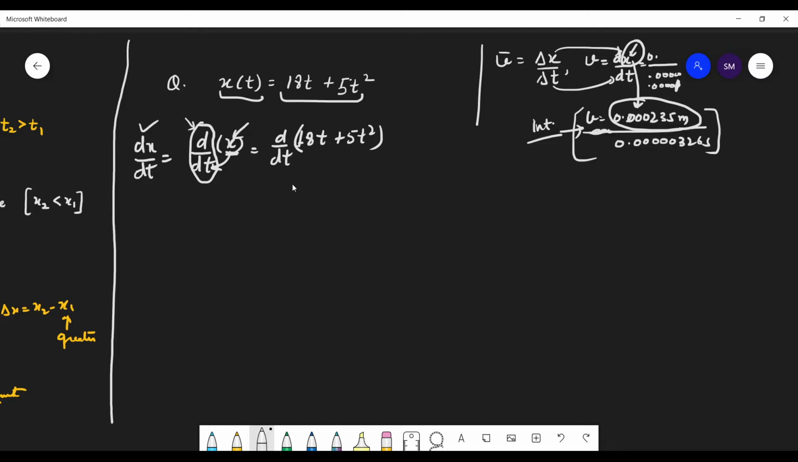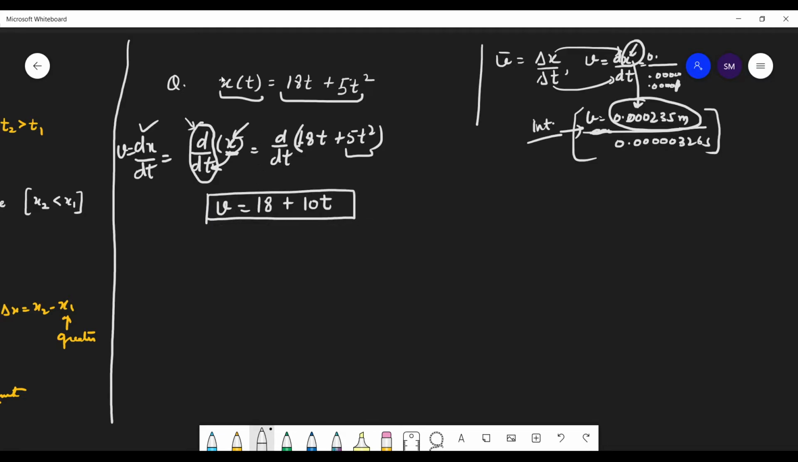So I will get, yes. So what do I get here? That's velocity. So I get velocity here as, so Naman, you can tell me what is the differentiation of 5t square? Sir, 10t. Okay, plus 18. Very good, absolutely correct.